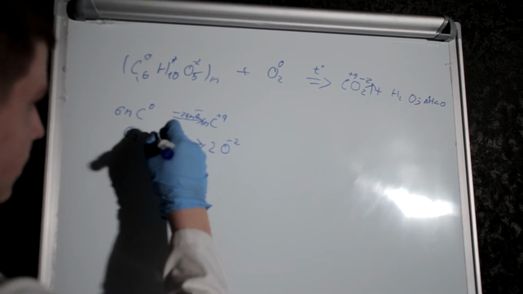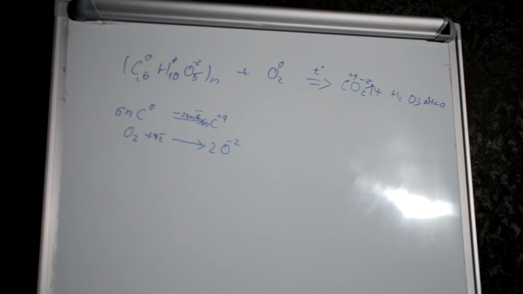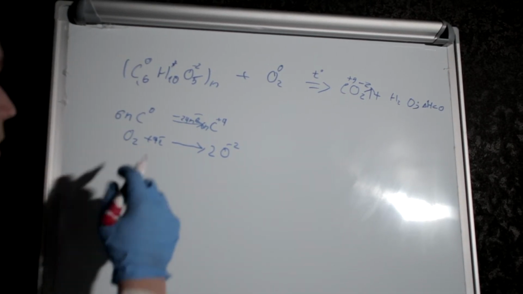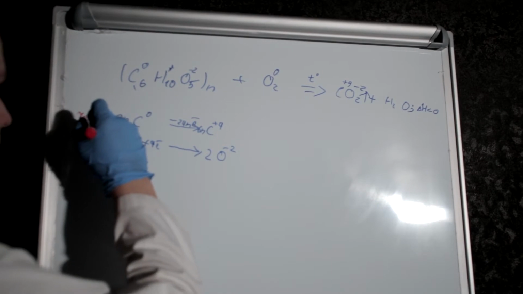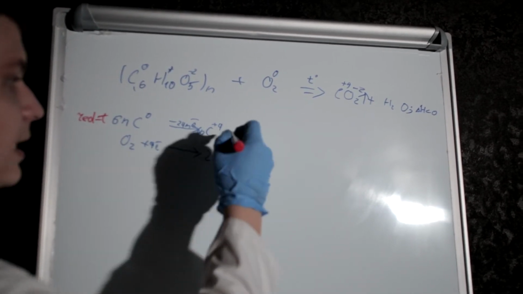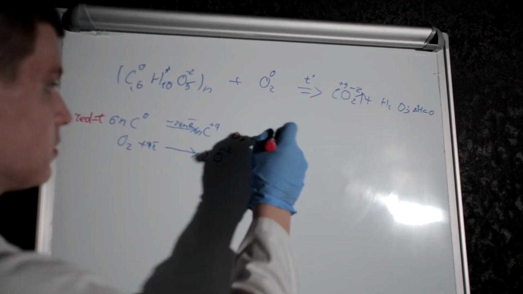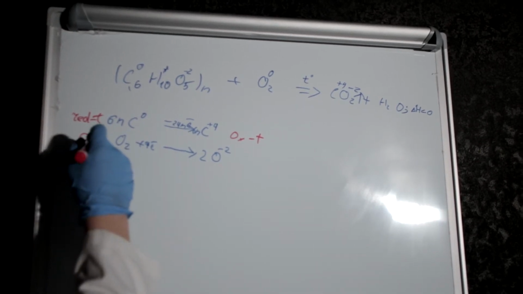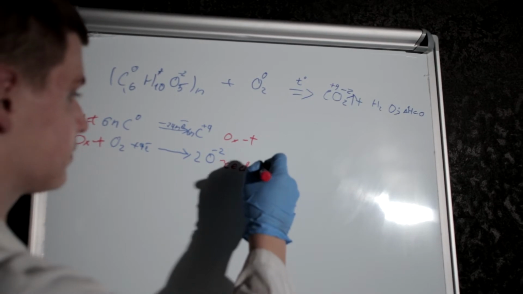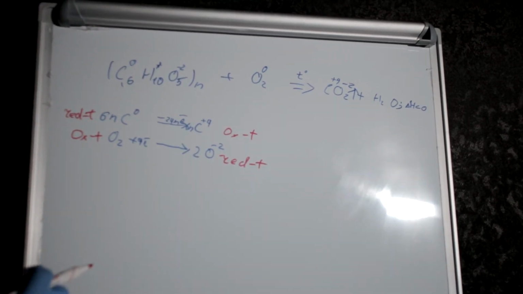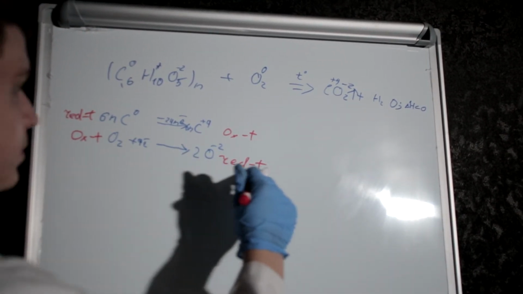It's 4 here. Then this one is a reductant, and it became an oxidant. This one is an oxidant and became a reductant. This one is called a reduction process.